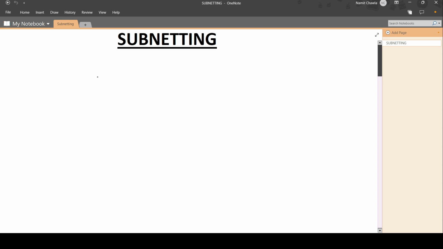Basically, subnetting is a concept that is used to divide a bigger network into smaller subnetworks. As simple as that, nothing complicated.